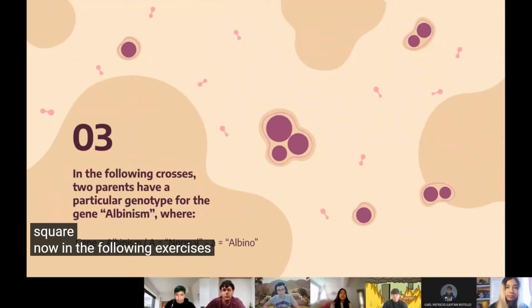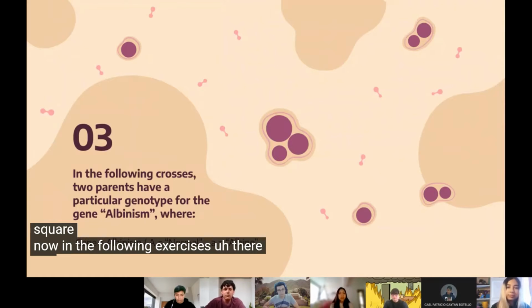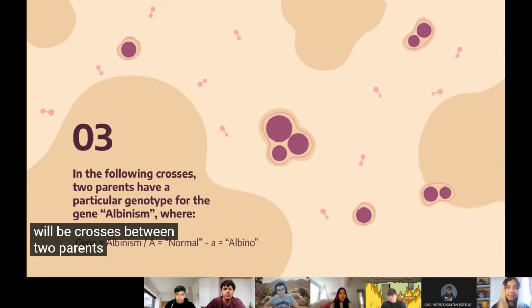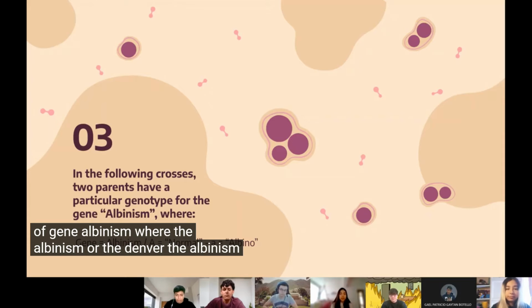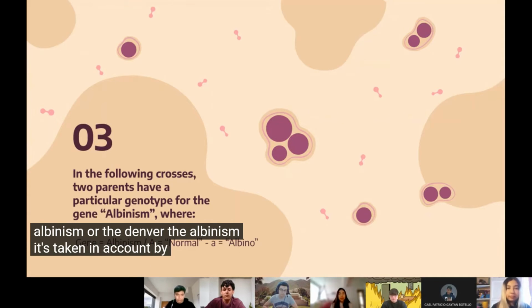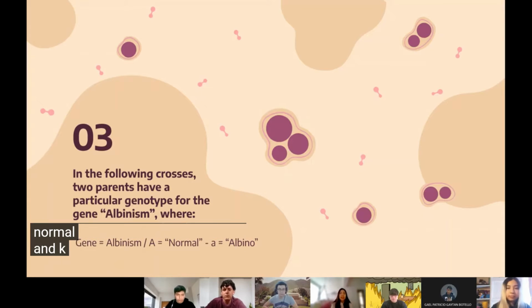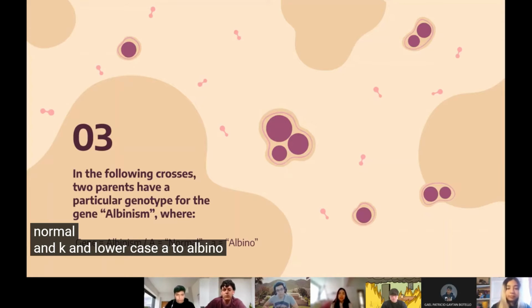Now, in the following exercises, there will be crosses between 2 parents that have particular genotypes of the gene for albinism, where the gene for albinism is represented by capital A for normal and lowercase a for albino.